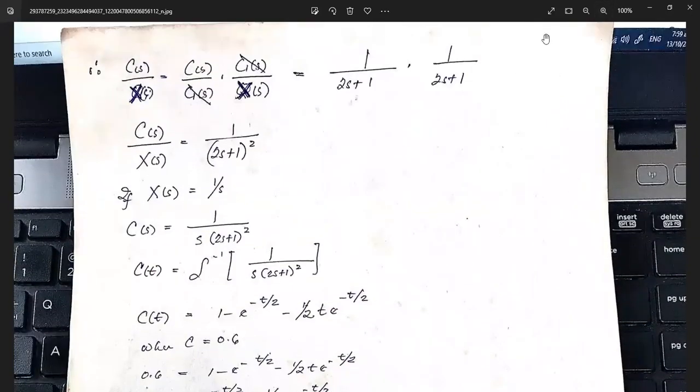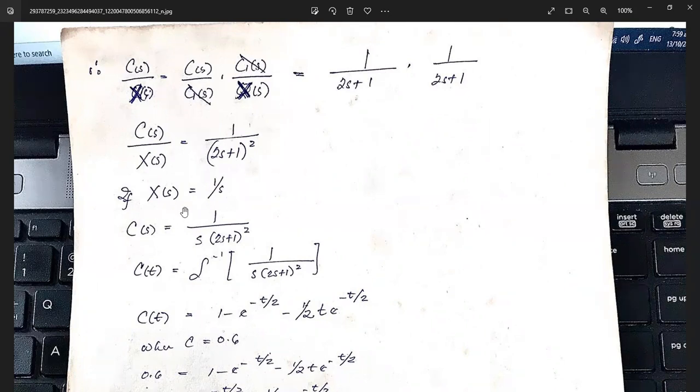So this is the next page with the solution. Your C of S over X of S is equal to C of S over C sub 1 times C sub 1 of S over X of S: the transfer function of the first mixing tank times the transfer function of the second mixing tank. So you have this as the overall transfer function.